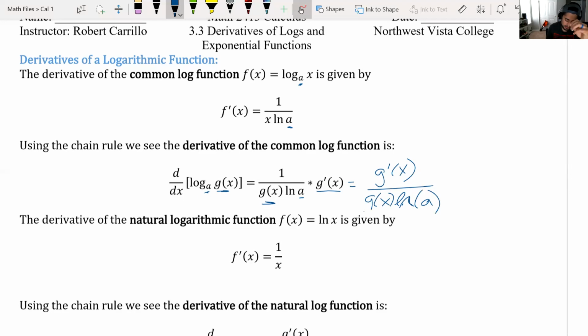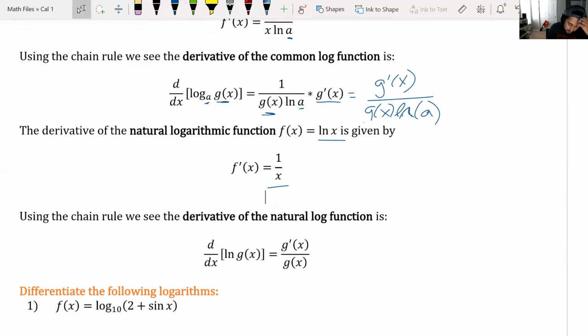Now the easy one here is the derivative of the natural log of x. The derivative of the natural log of x is 1 over x. That's easy. So much better than the one above. Okay. And then the chain rule derivative for the natural log of g of x becomes the derivative of the inside function over the inside function. So it's just g prime of x over g of x. That's it.